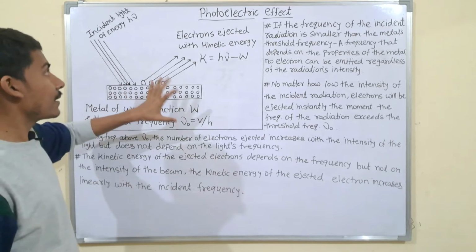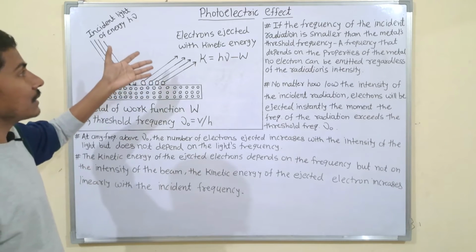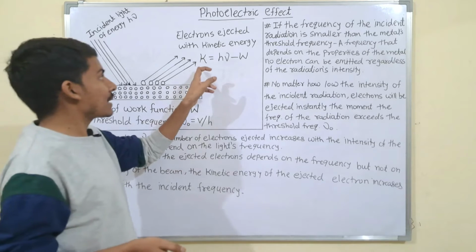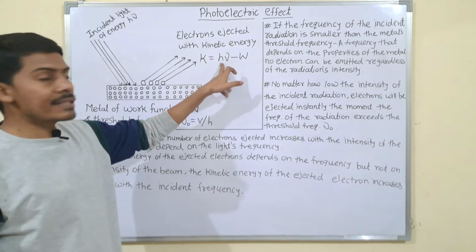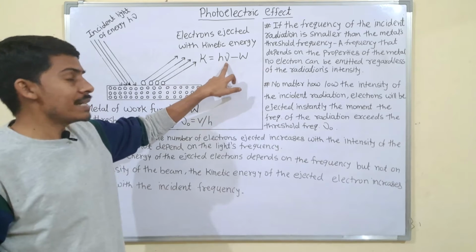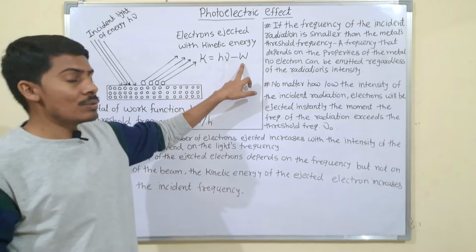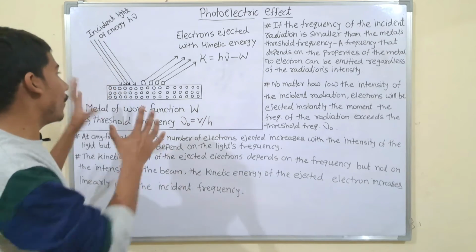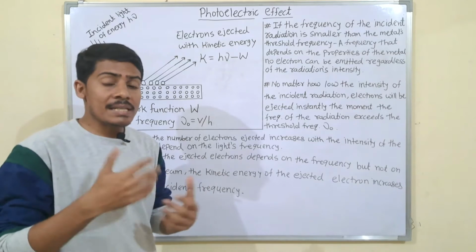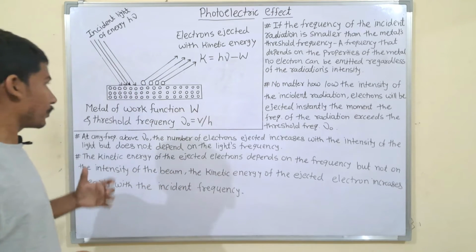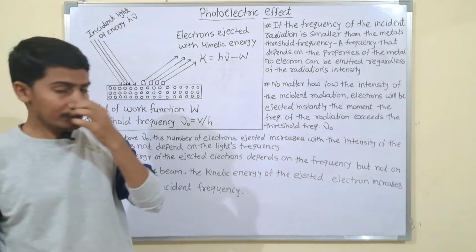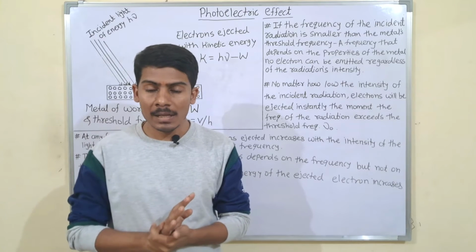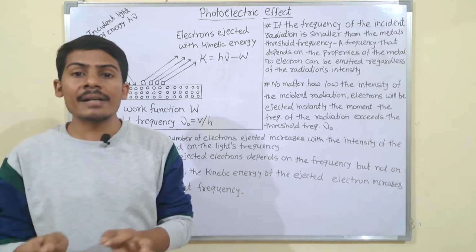After incident light, the electrons are ejected from this surface, and we get one equation: kinetic energy equals h nu minus W. Here h is the Planck's constant, nu is the frequency, and W is the work function. We will discuss what the work function is. Now the first point: when are the electrons ejected from the metal? The first condition is regarding the frequency.